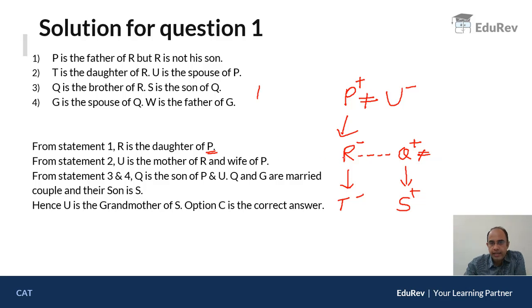And similarly, R has also a daughter. Therefore, R would also be married. So I have given this signature for husband and wife. R's husband, we'll try to find out in the next statements.